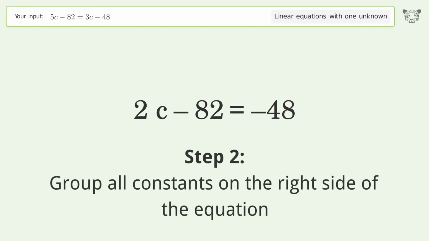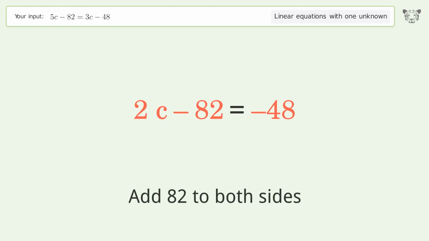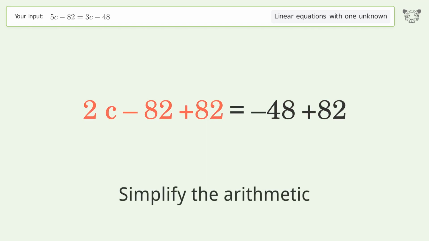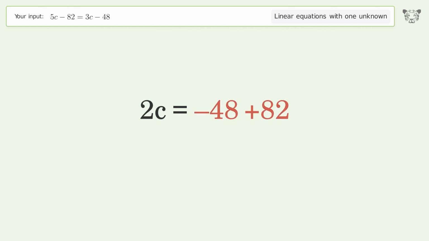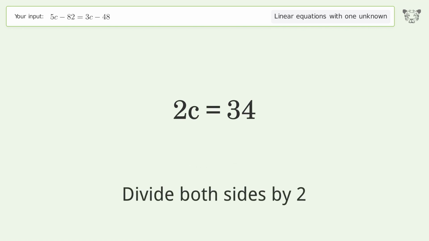Group all constants on the right side of the equation. Add 82 to both sides. Simplify the arithmetic. Isolate the c. Divide both sides by 2.